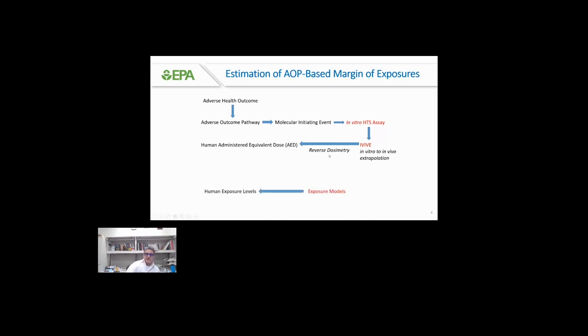But then eventually we also need to link all of this to real life, which is exposure models or exposure measurements in the environment for the actual levels of exposure that people are exposed to. And then the comparison between what's happening in terms of real exposures and the estimated AOP-based estimates of an equivalent dose in humans gives us what we call the margin of exposure, which is something we rely on to see how chemicals are in a way regulated in the environment.